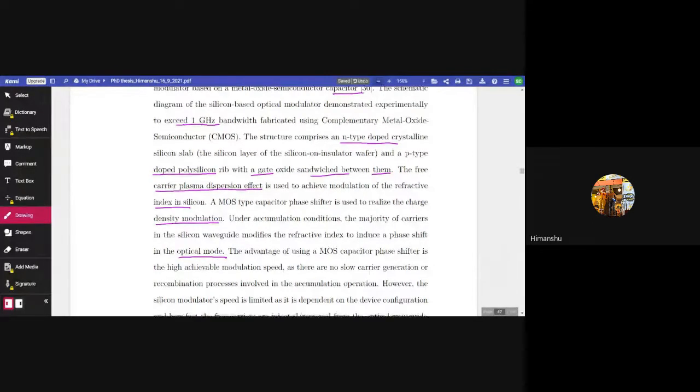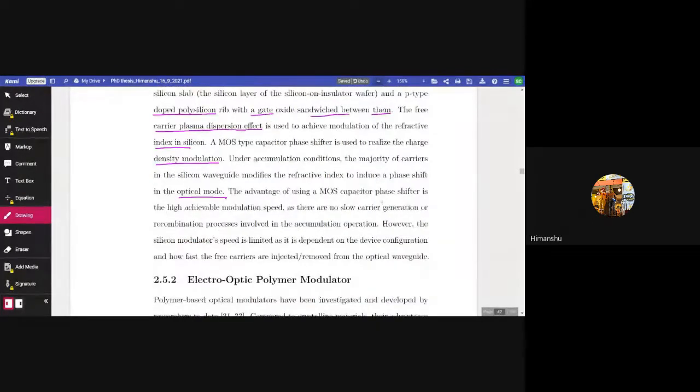The advantage of using a MOS capacitor phase shifter is the high achievable modulation speed, and there are no slow carrier generation or recombination processes involved in the accumulation operation. However, silicon modulator speed is limited as it depends on the device configuration and how fast the free carriers are injected into or removed from the optical waveguide.